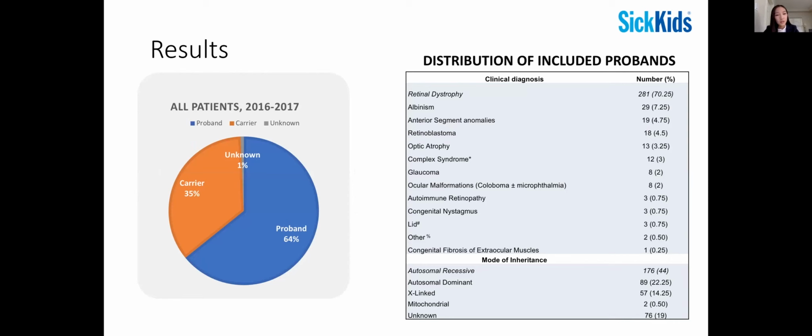So out of the 647 patients counseled by the ocular genetics program, 64% were probands, so patients, and then 35% were the relatives with carrier mutations. We excluded patients who didn't complete genetic testing and patients whose proband or carrier statuses were unknown, so only 616 patients were analyzed. Among all the probands, 281 had an IRD. And the ocular genetics program also sees many other patients with other clinical diagnoses, as shown in the chart.